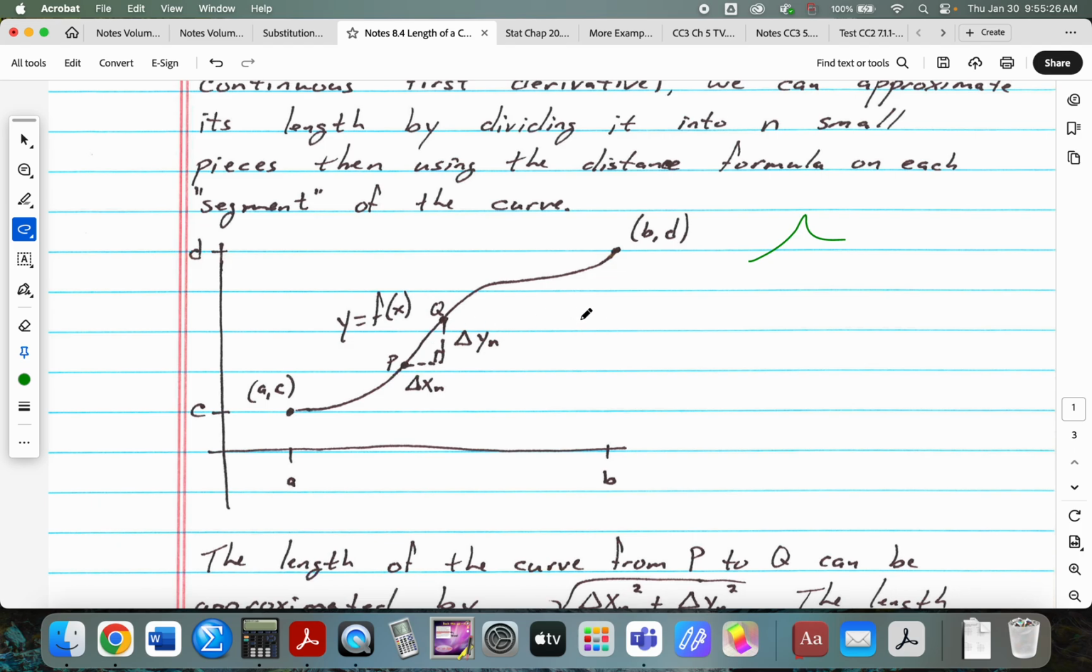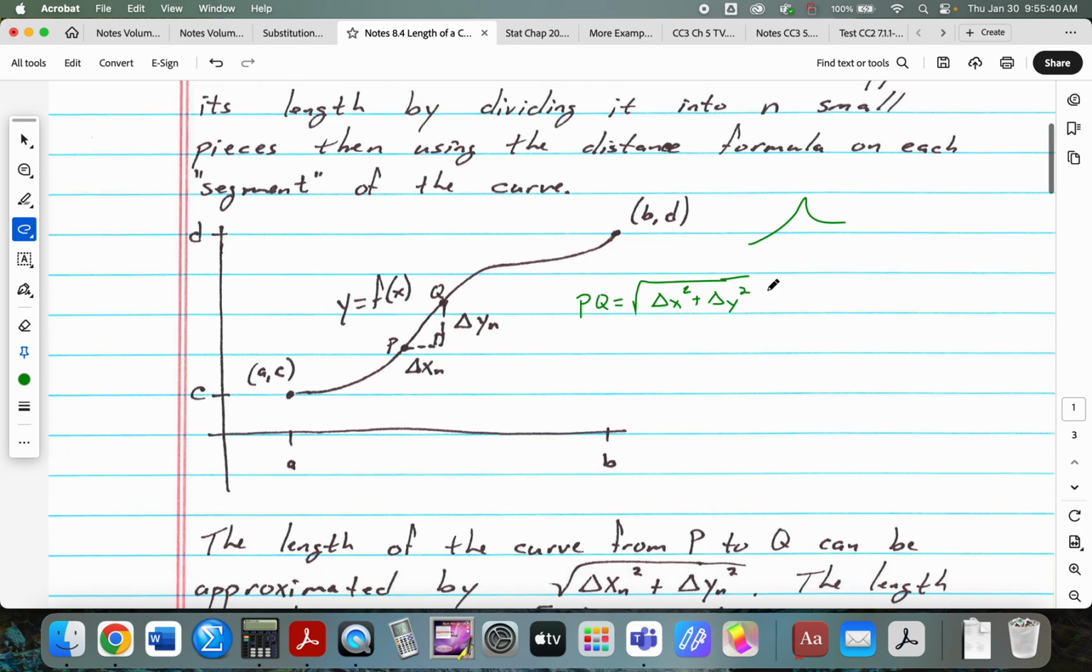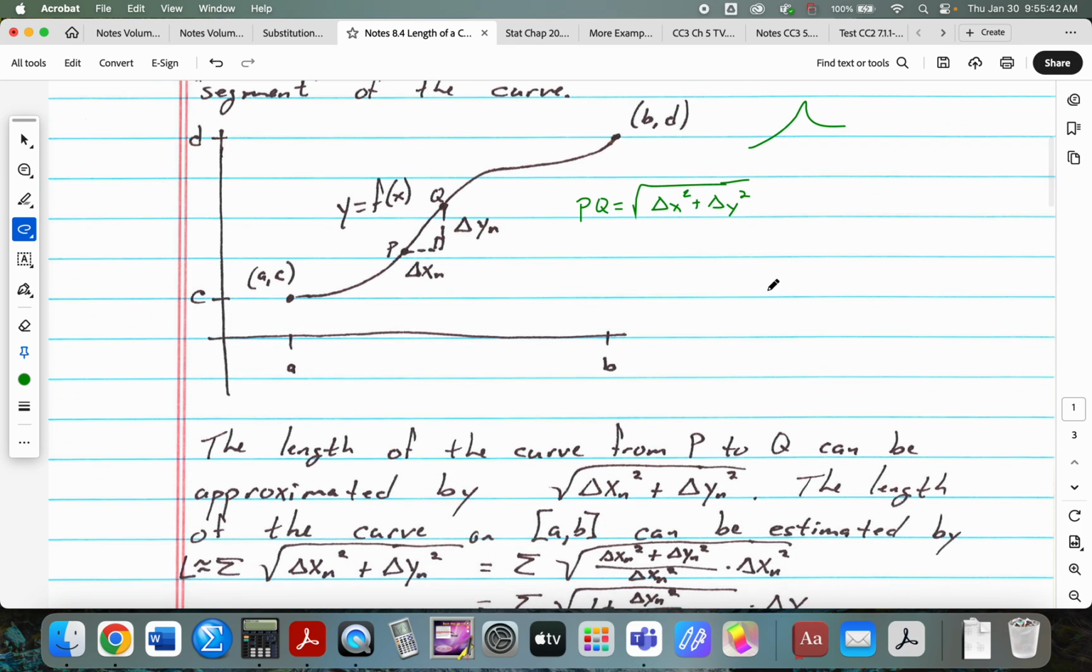So the length of PQ would be equal to the square root of delta x squared plus delta y squared. Oh, I've written this right down here, sorry. So that's the length from P to Q. The length of the whole curve can then be estimated by doing that over and over again for multiple small pieces. Okay?